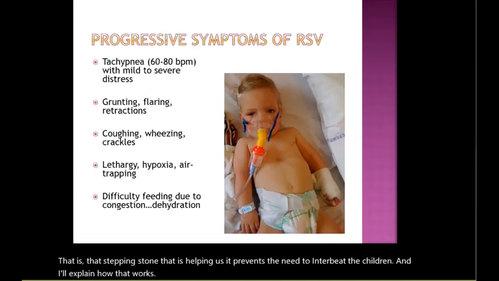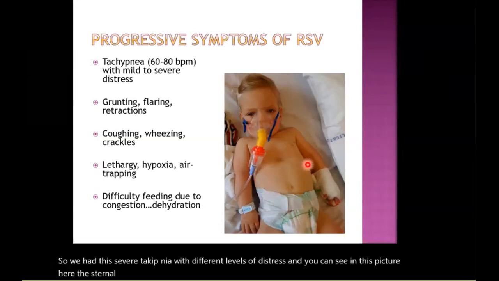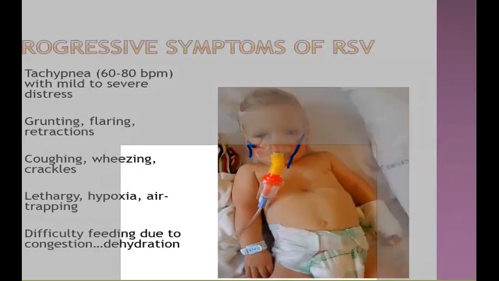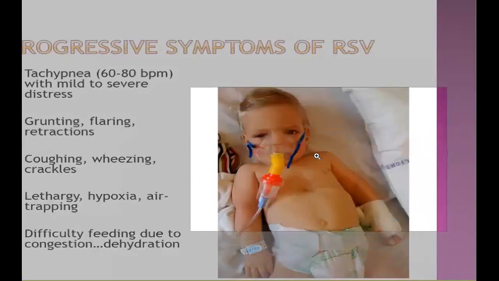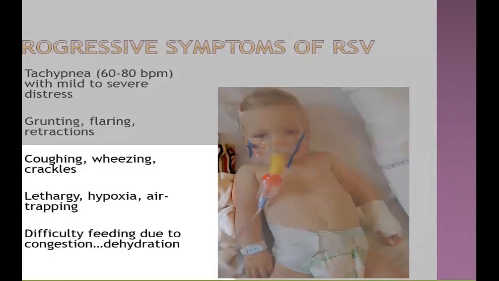So we have this severe tachypnea with different levels of distress. And you can see in this picture here, the sternal retractions, some subcostal retractions, and probably if we could see up closer, we also have some intercostal retractions there. And look at those eyes. There's not a whole lot of fight in that kid. They're just trying to breathe. They're just trying to stay alive, and they're not much interested in arguing with you or anything like that.